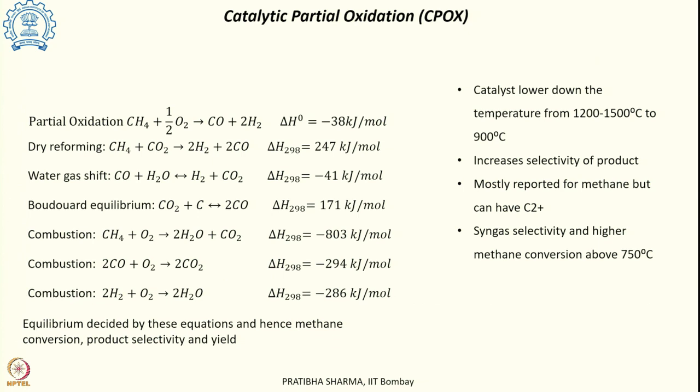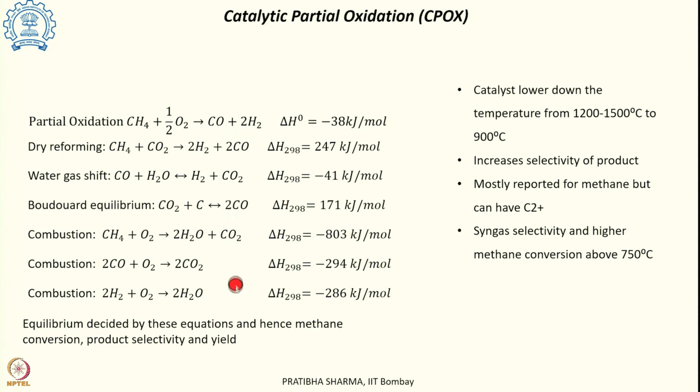If we look at the catalytic partial oxidation, with the use of catalyst, we can lower down the operating temperature from 1200, 1500 degrees centigrade to 900 degrees centigrade. And with the use of catalyst, the selectivity towards the product, which is hydrogen in our case, improves. Most of the reports are on catalytic partial oxidation of methane. However, C2 plus, higher hydrocarbons can also be used, but they may have problems associated with the catalyst deactivation. It is found that the selectivity towards syngas formation and a higher methane conversion could be achieved at temperatures above 750 degrees centigrade.